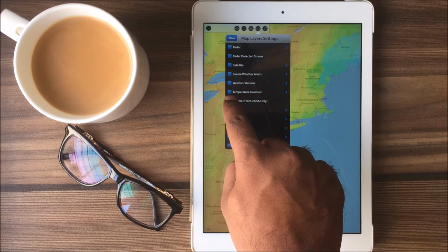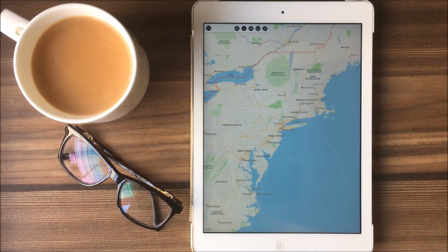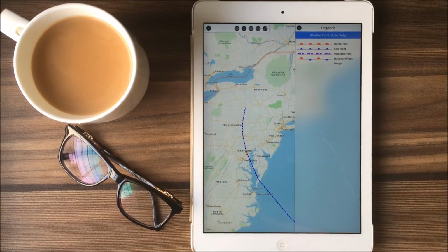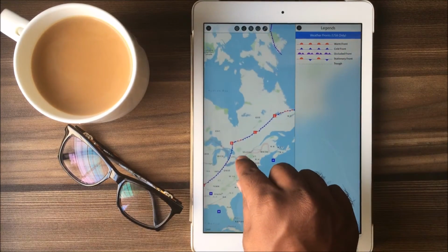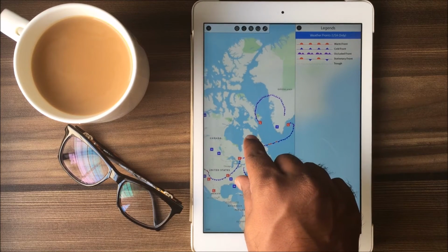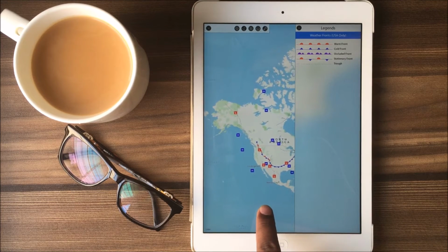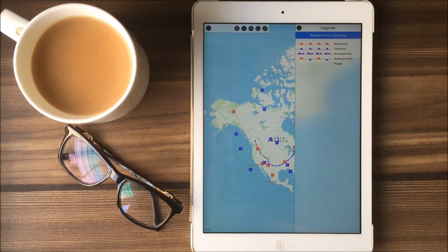Just keep in mind that these overlays are for the US only. Turning on the legend. Fronts on a weather map represent the boundary between two masses of air with contrasting temperature and or humidity levels.